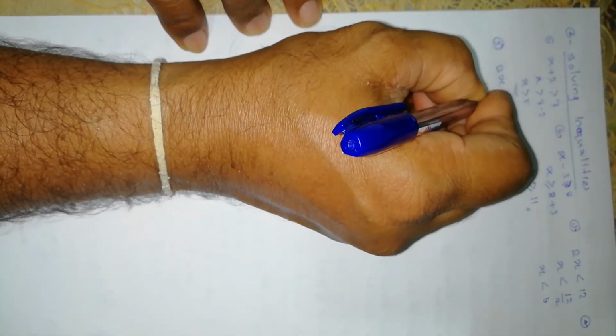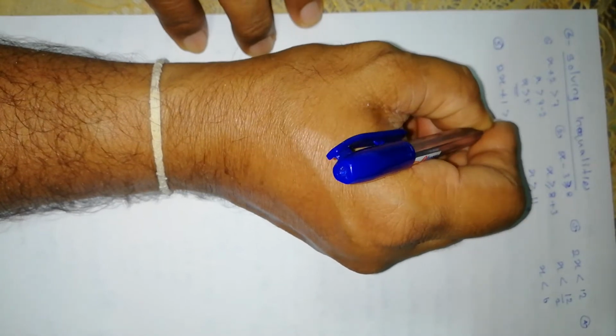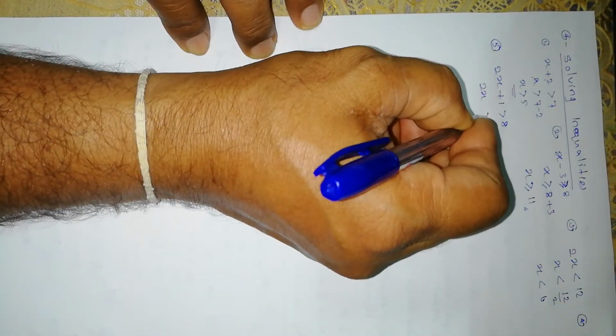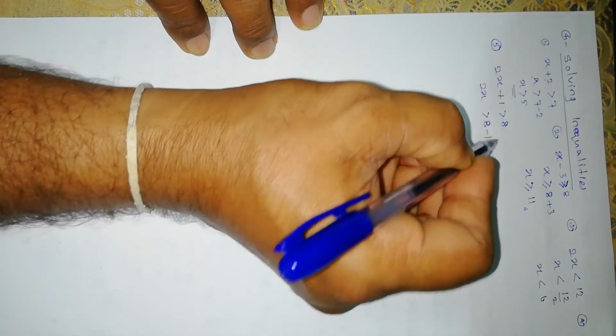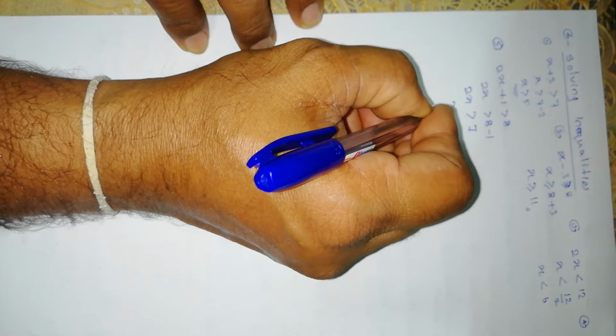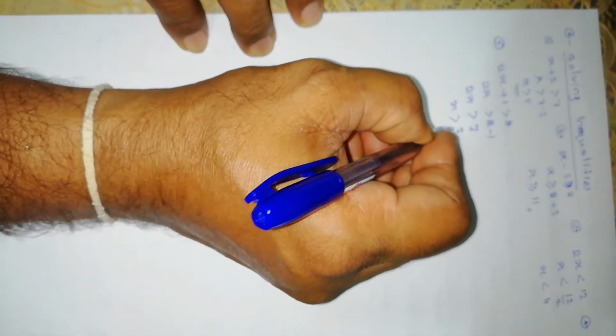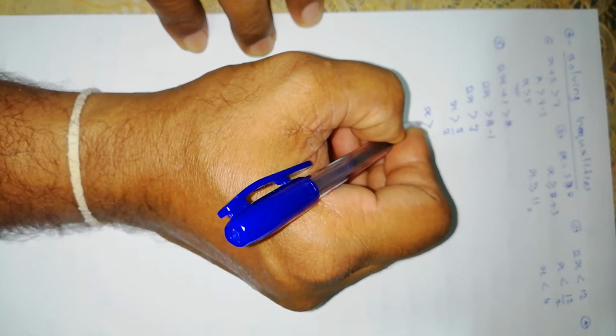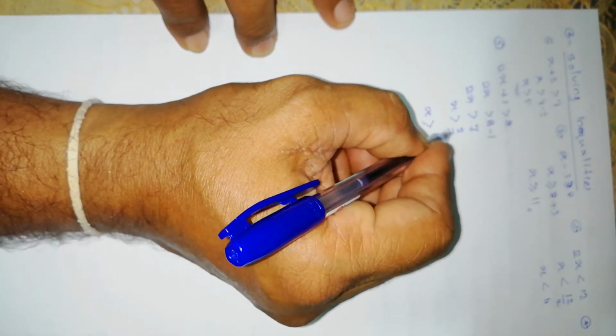2x plus 1 is greater than 8. Then, children, 2x is greater than 8 minus 1. 2x is greater than 7. Then x is greater than 7 over 2. You can write this as a mixed number or a decimal number.